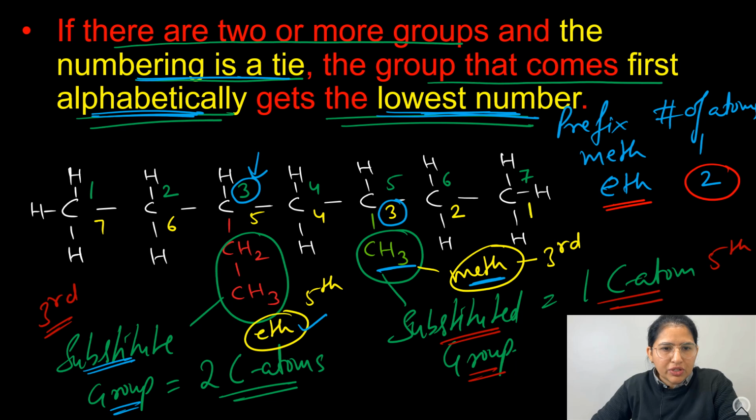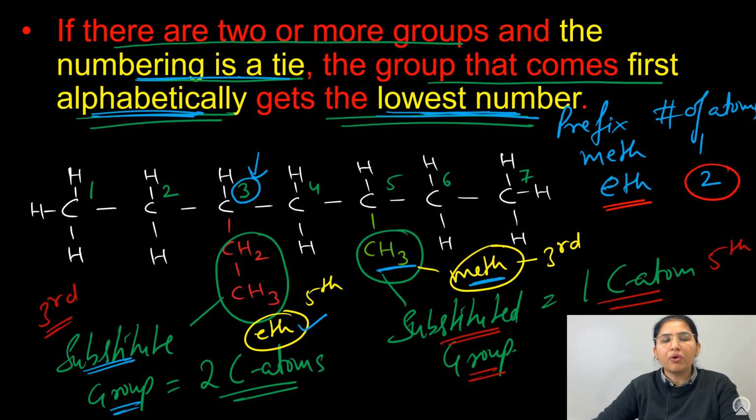So in this case, we are supposed to do the numbering from the left-hand side, because if I am doing the numbering from the left-hand side, I can see that our ethyl is going to get position 3. So hope you got this rule. Now let's go to the next.